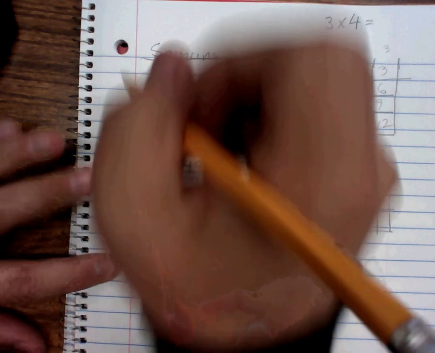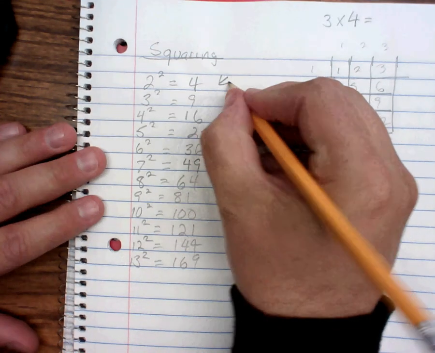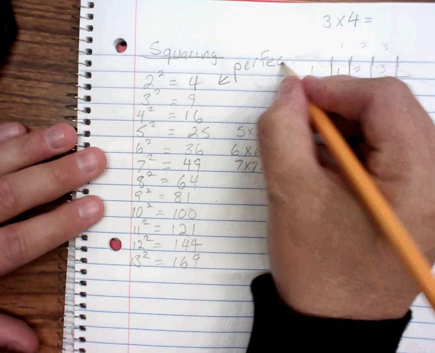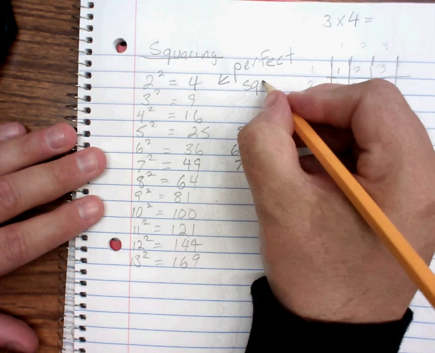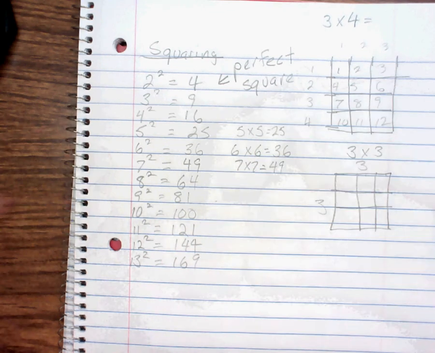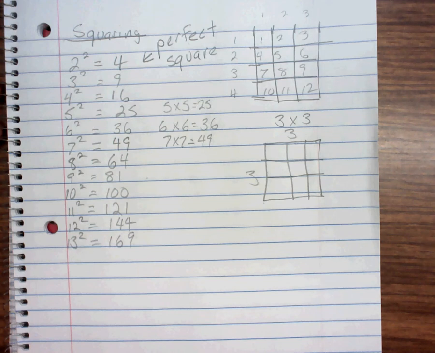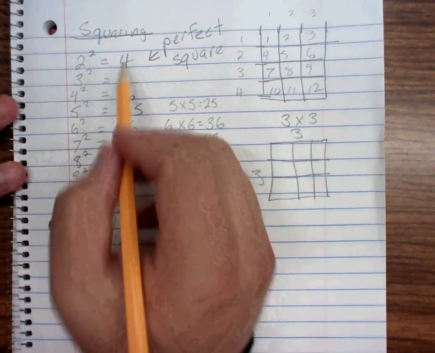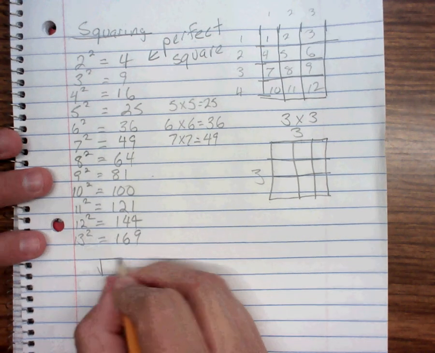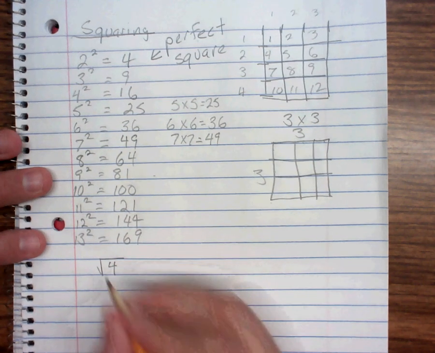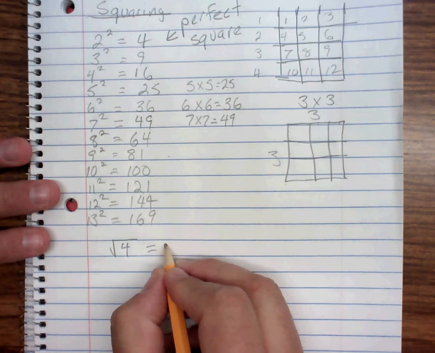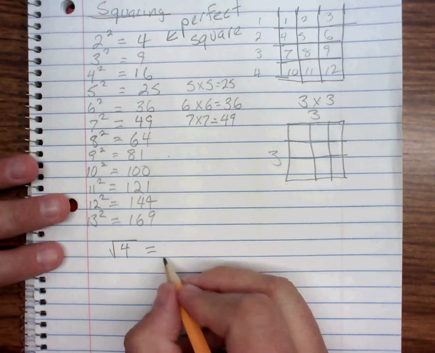So anyways, this is important. We call these numbers perfect squares. So squaring is a mathematical operation, and in mathematics we always want to have an inverse operation. We want to undo what's being done. So I have all these terms, but now let me ask you this. What do you think the square root of 4 is?